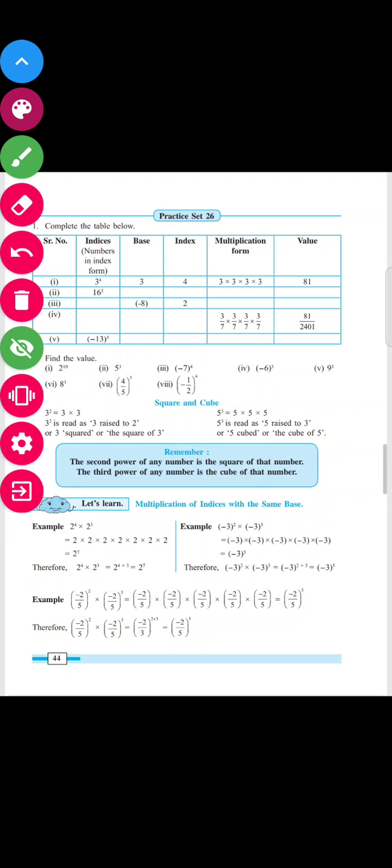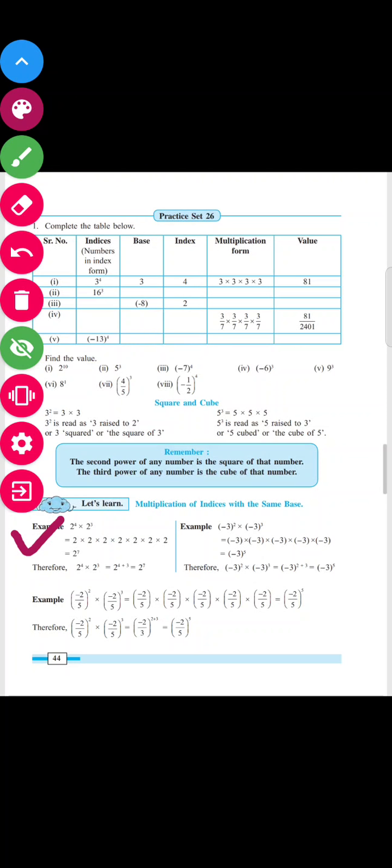Now, third point, multiplication of indices with the same base. We have to multiply two numbers having the same base, with their indices being different. Let's see now. There is one example here. 2 raised to 4 multiplied by 2 raised to 3. 2 raised to 3 can also be said as 2 cube. Okay? When the bases are same, the indices are added. So 2 raised to 4 means 4 times multiplication of 2, multiplied by 2 raised to 3, which means 3 times multiplication of 2. So in total how many times does 2 come?